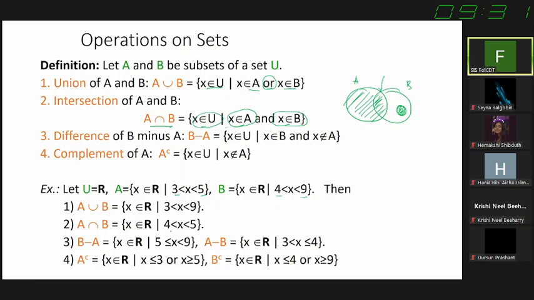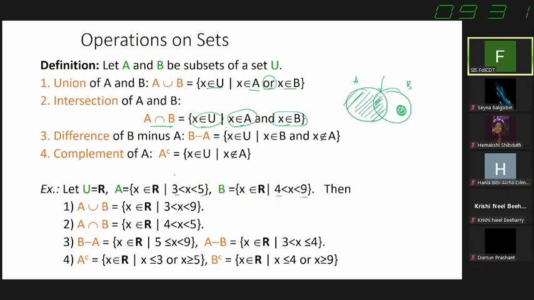Intersection will be anything between 4 and 5. B minus A, this is the thing that I wanted to make you understand earlier on. B minus A is between 5 and 9, including 5. And A minus B, you can just list them if you're having difficulty here.